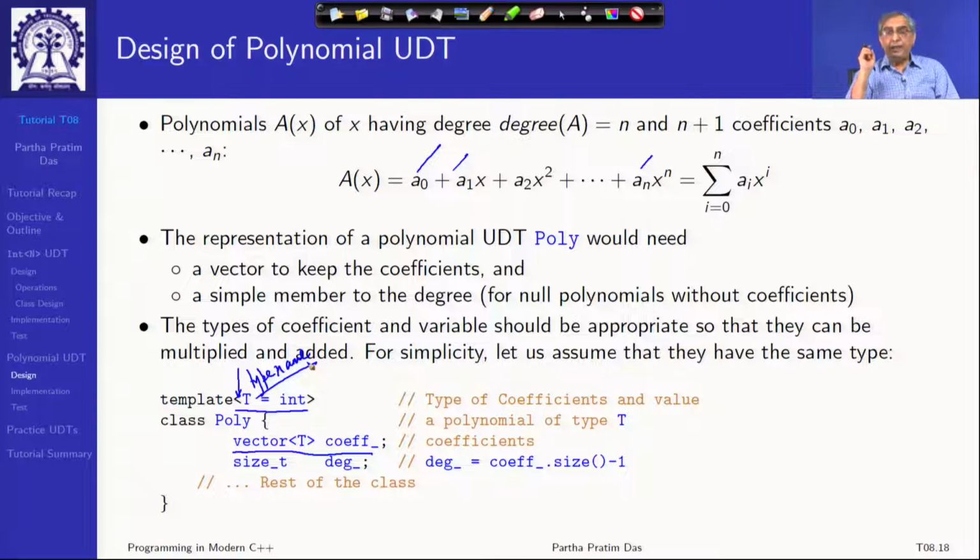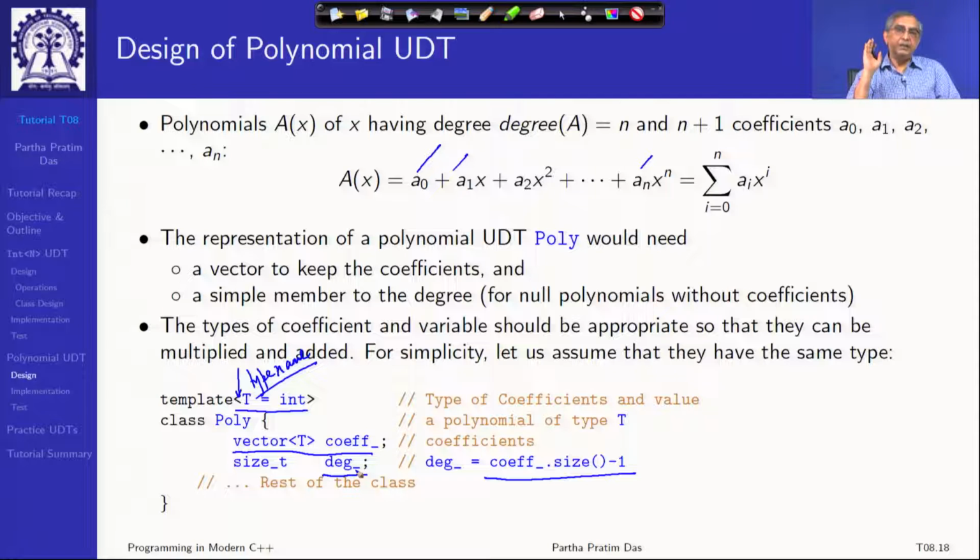Now, along with that, if we are using a vector, we do not need the information of degree. Why? Because in terms of this vector, I always know the size of the vector. So, the size of the vector is the number of coefficients. So, the degree has to be 1 less than that, but we will not make that assumption, and we will have a data member degree also separately in the representation.